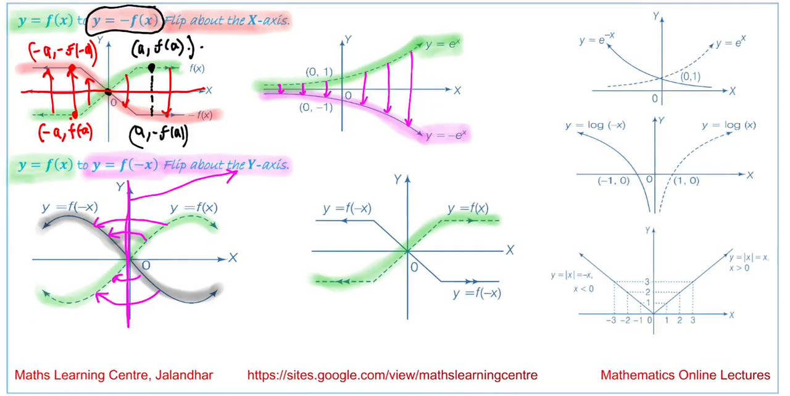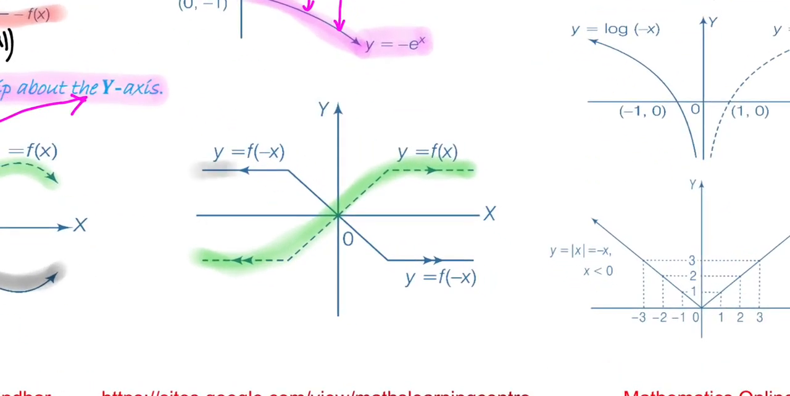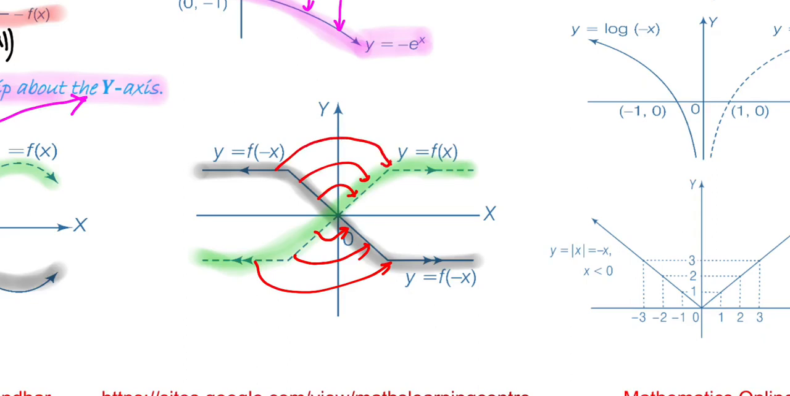Similarly, in this second figure, this is the graph of the function y is equal to f of minus x. How is this graph obtained? We have flipped it along the y axis. This point is flipped over here, and this is flipped over here. Flipped means you can just consider that we have rotated this graph around the y axis.